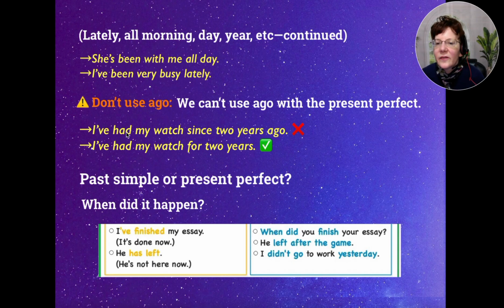So if we say I've had my watch since 2 years ago, that doesn't sound right. So we would say I've had my watch for 2 years, because ago is for when we use past simple. Okay, speaking of which, when do we use past simple or present perfect?